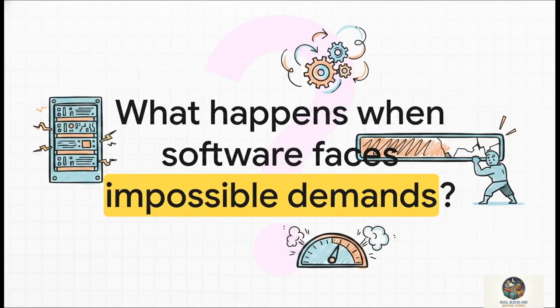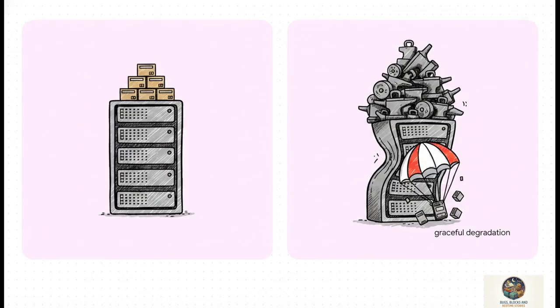But functional correctness is really only half the battle. We have to ask a pivotal question. What happens when software faces impossible demands? To test limits, we use two very distinct methods. A load test assesses how the system behaves under a typical expected workload, like making sure an e-commerce site can handle normal holiday traffic. A stress test, however, throws an extraordinary, totally impossible load at the system.